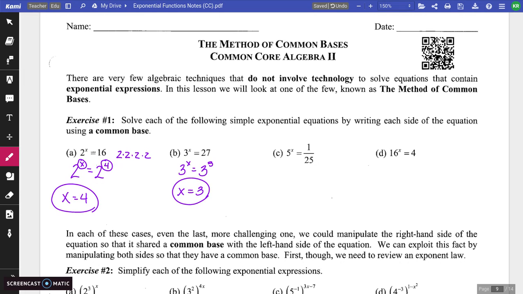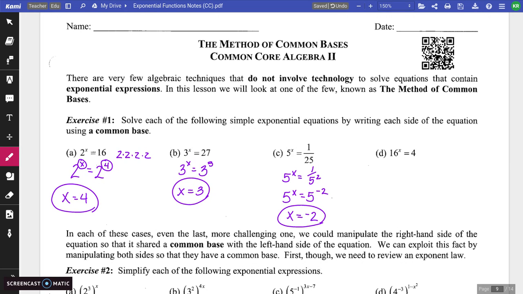Okay, C, this one's a little tougher. So 5 to the x equals 1/25. Can you rewrite 1/25 as a power of 5? Well, you might start with saying, okay, 5 squared is 25, so I could do 1 over 5 squared. If you want to do the reciprocal, and you're dealing with exponents, then you use a negative exponent. So 5 to the x would also be equal to 5 to the negative second. Therefore, x must be equal to negative 2.